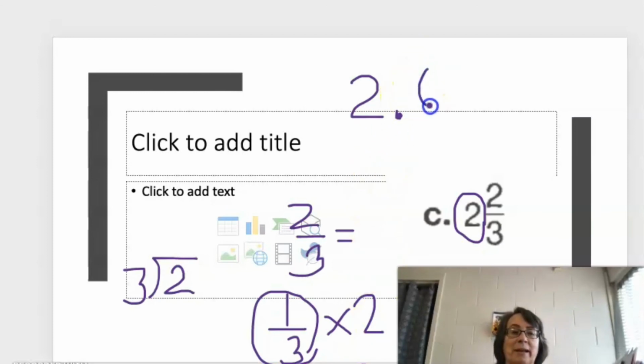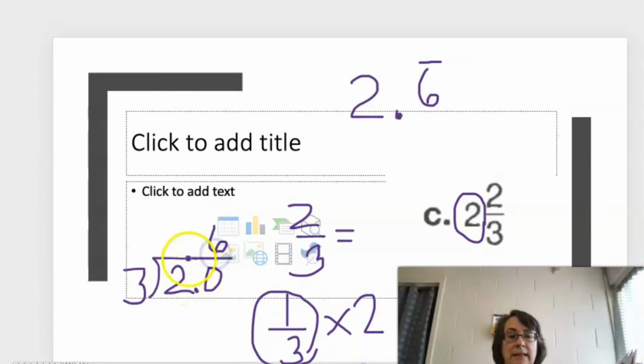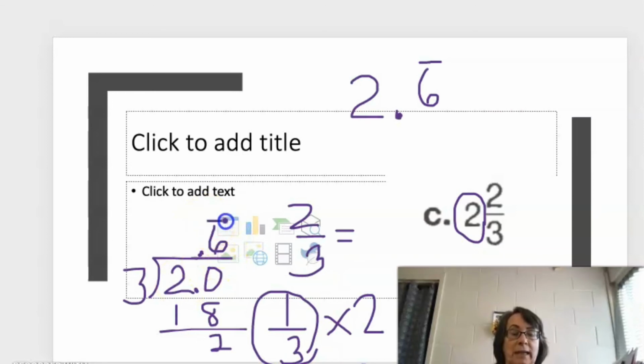Okay, so 0.6 repeating. Now, if I had done this, 2, I'm going to put a decimal, 0. 3 into 20 is 6. The decimal goes up above. 6 times 3 is 18. I subtract, and I get another 2. Well, I started with 2. So I'm going to get 0.6 repeating.